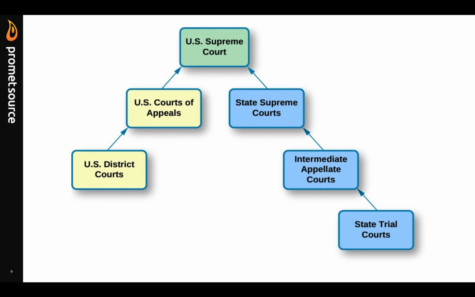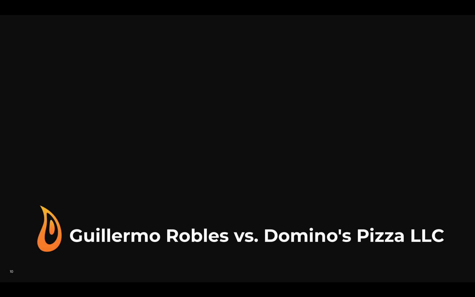For federal cases, they are first heard by the U.S. District Courts. An appeal can then be filed to the U.S. Courts of Appeal, and finally, to the U.S. Supreme Court. Now let's take a look at an accessibility lawsuit, Guillermo Robles versus Domino's Pizza, LLC.